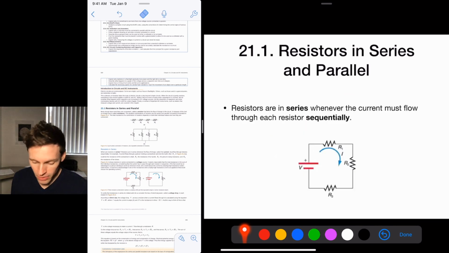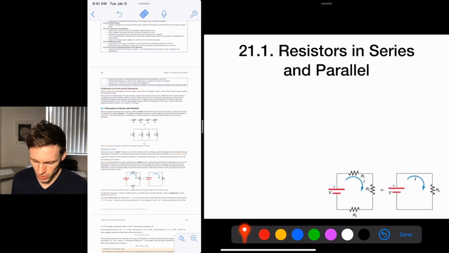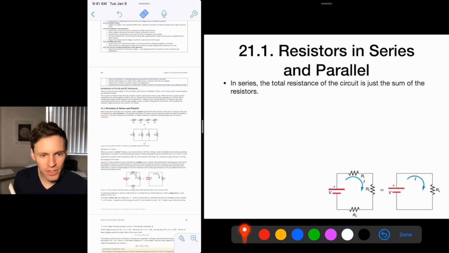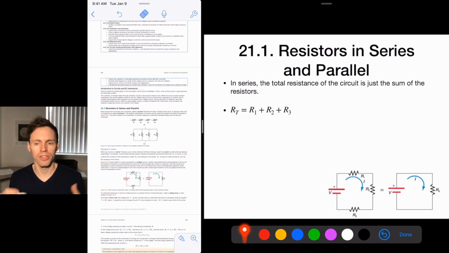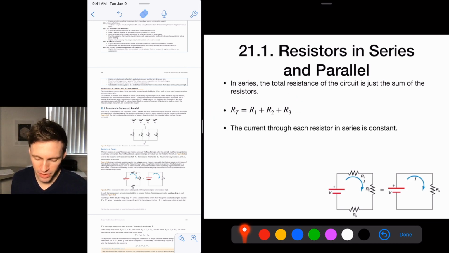Okay, in series, the current must flow through each resistor sequentially. All right, so if you want to calculate then the total resistance in your circuit, all you have to do is add up each resistor, R1 plus R2 plus R3. Here is your combined circuit schematically. We've got our battery. This might be our 3 light bulbs, R1, R2, and R3. We can imagine then what our total voltage, total current, total resistance is by just adding up the resistors in series. The current through each resistor in series, this is your first point to memorize, is constant.